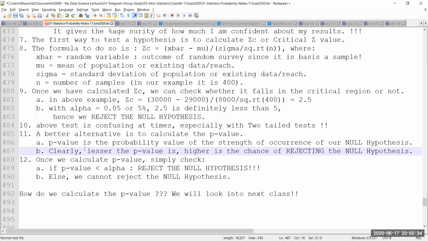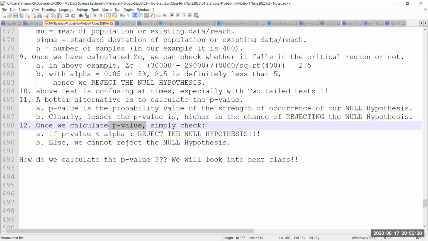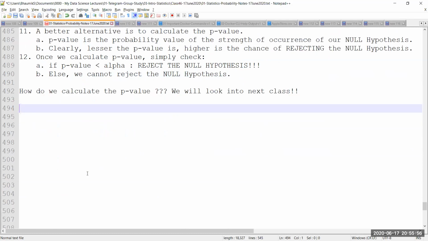because then I can safely reject the null hypothesis. Now, once I calculate the p-value, as I have just shown you in the diagram, I simply compare it with alpha. If it is less than alpha, we reject. If not, then we cannot reject. So we don't say we accept the null hypothesis. We say that we did not find any good data that we can be 95% confident to reject the null hypothesis. So let's look at a quick example in Excel. Then we will go back again with some more examples.